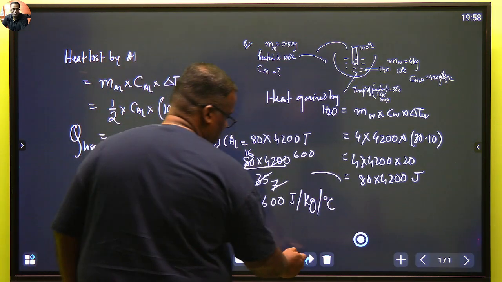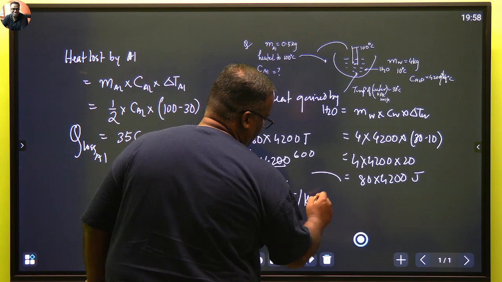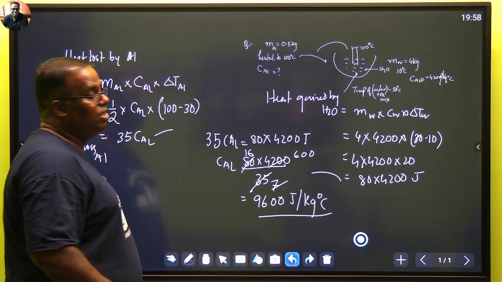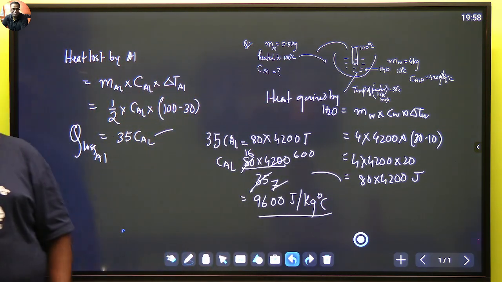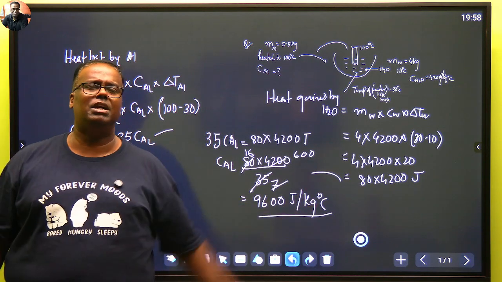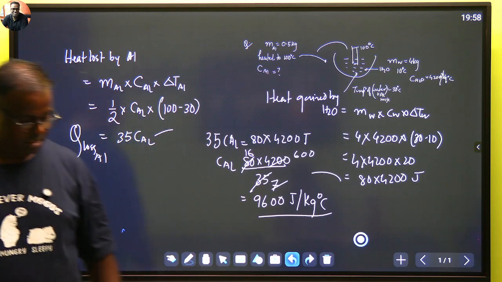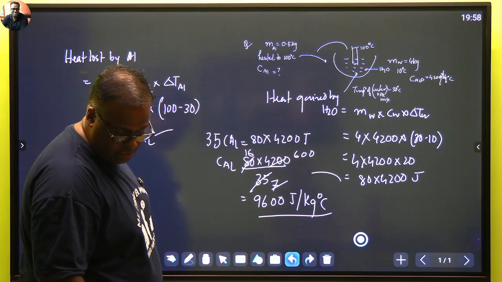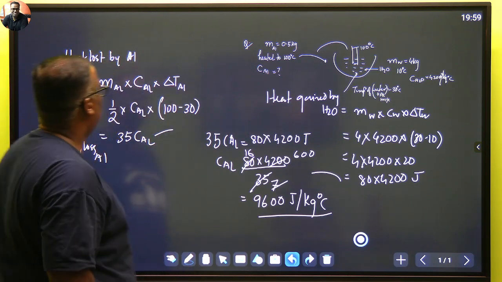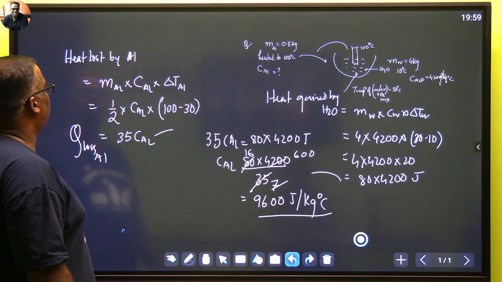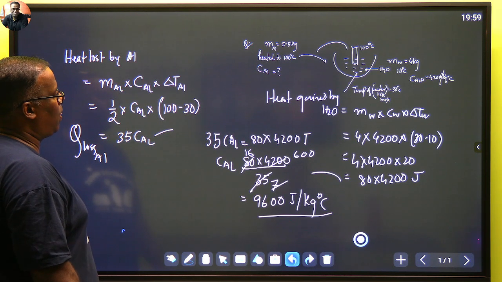We should not put this bar here. Joules per kg degree Celsius. So aluminium has more specific heat than water. Obviously it's a metal, it will take more heat. But the answer, that is what is confusing me, it is 960 is their answer. Somewhere we have made a mistake with a 0.